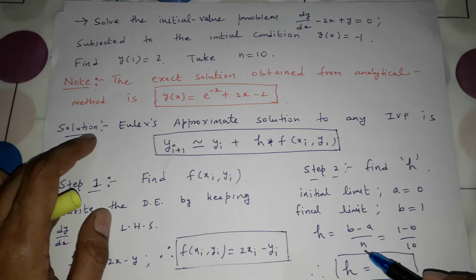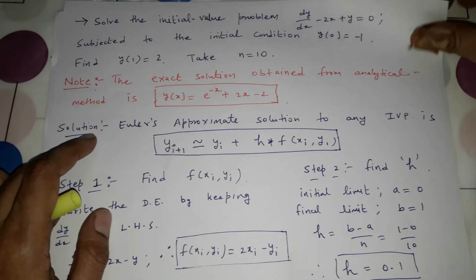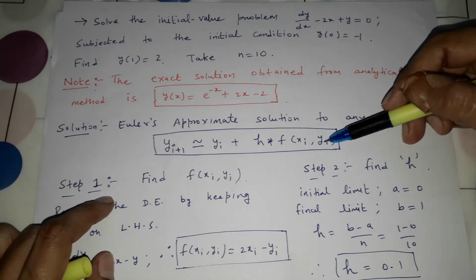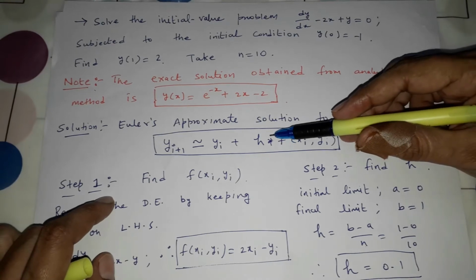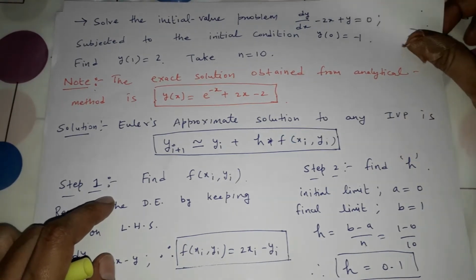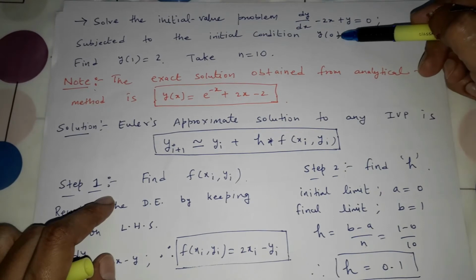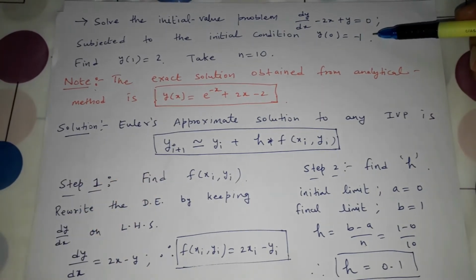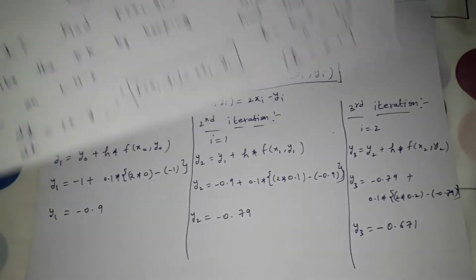Okay, number of intervals. So a is 0, b is 1, so I'll get h as 0.1. Okay, so we got our f of x comma y, f of xi comma yi, and we also got our h. Okay, so I know y0 is minus 1, so I can find now y1. Okay, so in this way we should do.